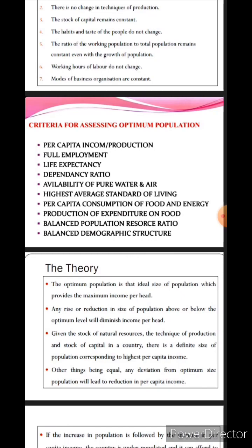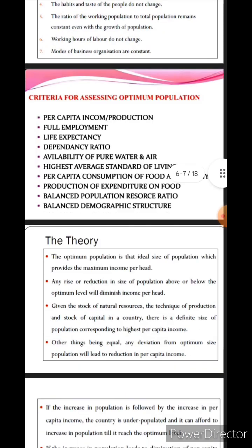Given the stock of natural resources, the techniques of production and the stock of capital in a country, there is a definite size of population with the highest per capita income. Other things being equal, any deviation from the optimum size of population will lead to a reduction in per capita income.